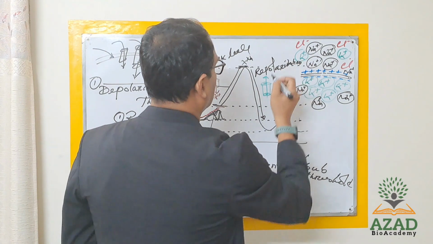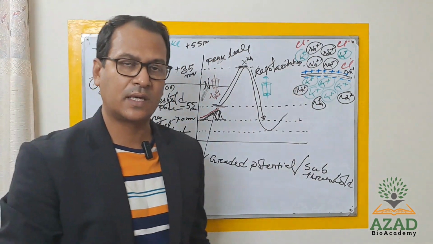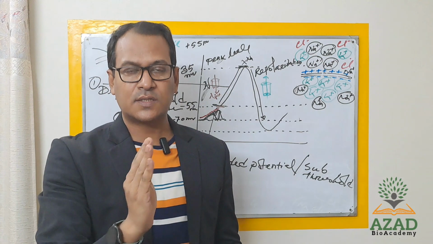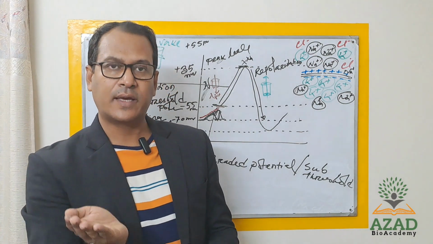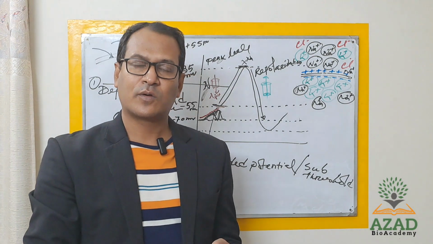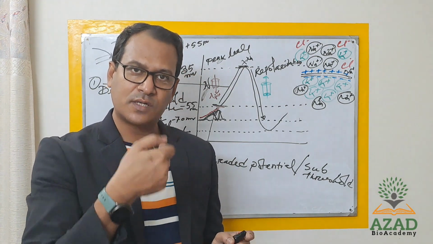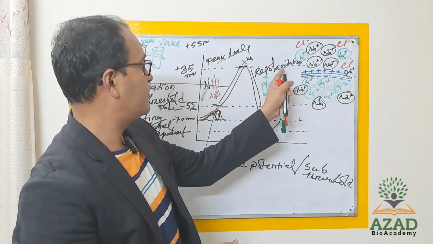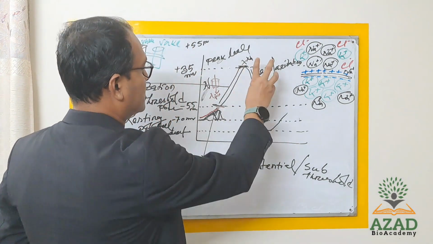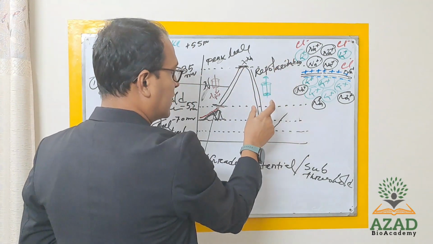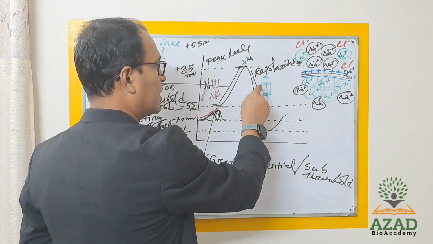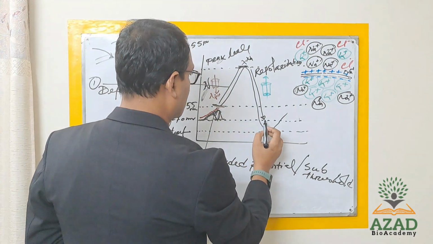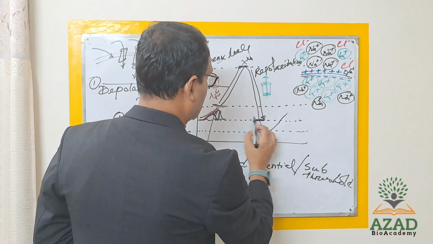Repolarization. So again, simply, what does repolarization mean? Repolarization means through this voltage gated potassium channel, potassium will exit. And when potassium exits, the potential changes will go towards the resting level, and that is called repolarization. That means repolarization will happen by the exit of potassium through the voltage gated potassium channel. Okay, and it will just reach again the resting level.